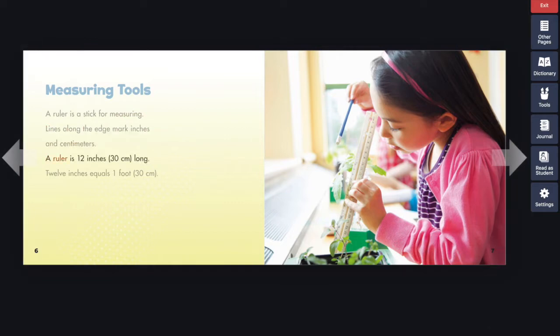A ruler. So on a measuring stick, if you could tell right here, it has lines that are really close together and a little separated. Those are called inches and centimeters. And that's how we get to measure things. Now, this is called a standard measurement. A ruler is standard. You know why?